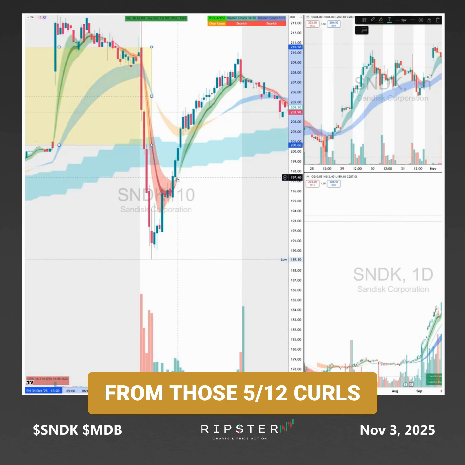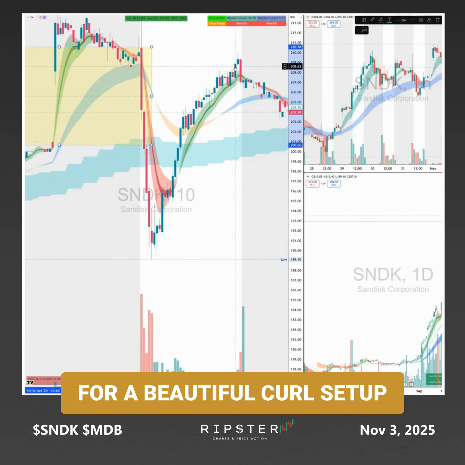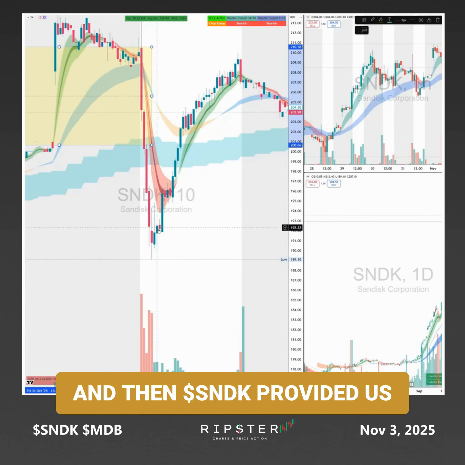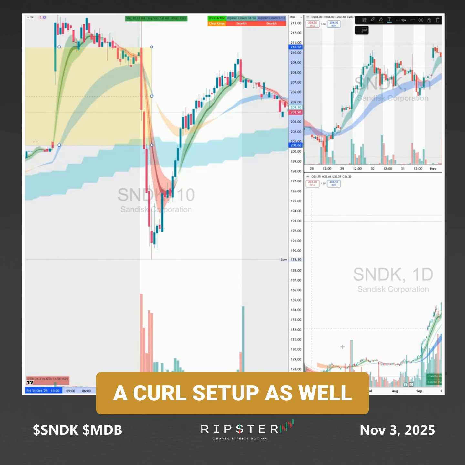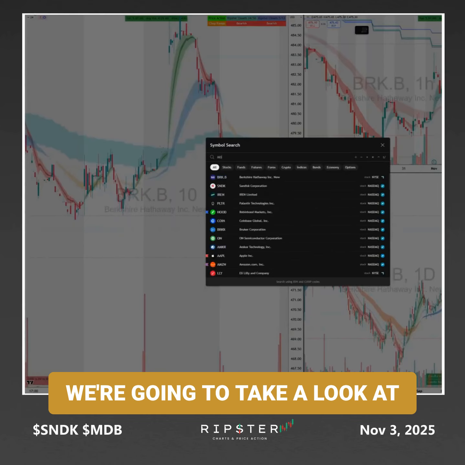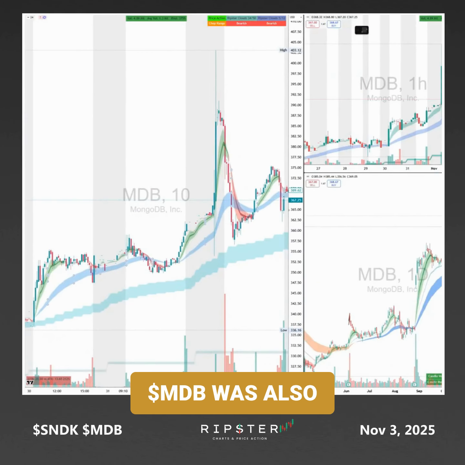From those 512 calls, it ran all the way to 209 for a beautiful curl setup. Of course, we shorted it once, and then SNDK provided us a curl setup as well. So learn these two setups, gap and crap, and then 512 calls. Next one, we're going to take a look at MDB. MDB was also in a gap and crap.